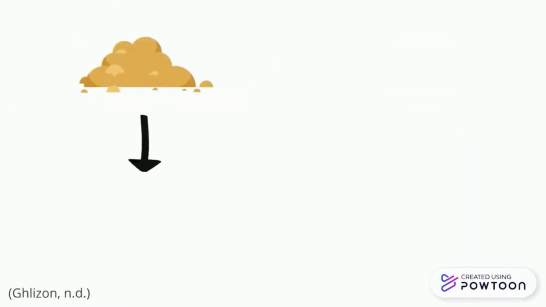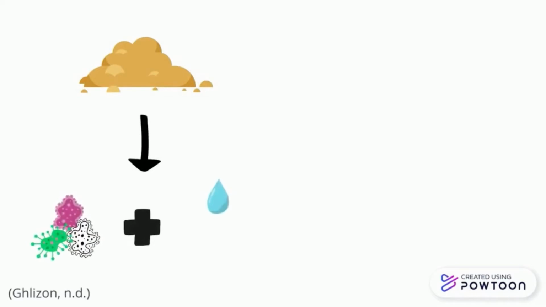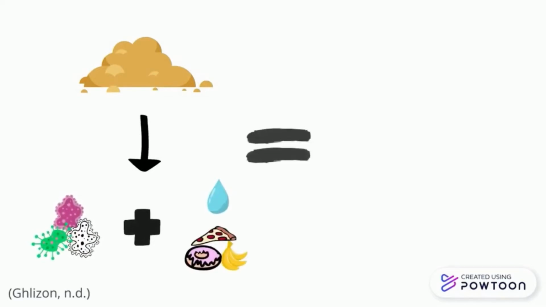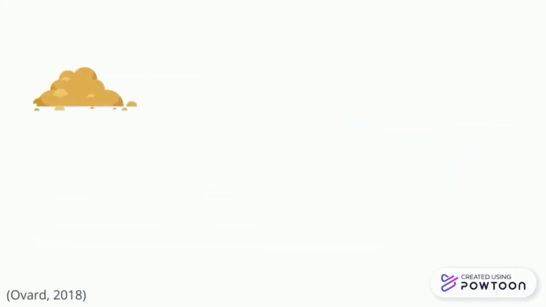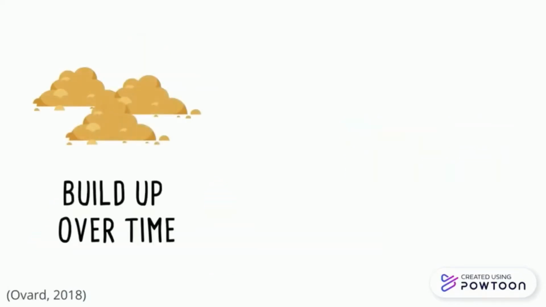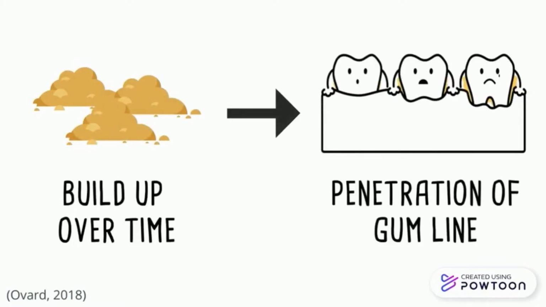Plaque, which is a combination of bacteria and saliva that is produced following the consumption of food, is constantly formed the moment that you finish brushing your teeth. If plaque is allowed to continually build up along the teeth, eventually the plaque will penetrate the gum line, indicating the progression from gingivitis to periodontitis.